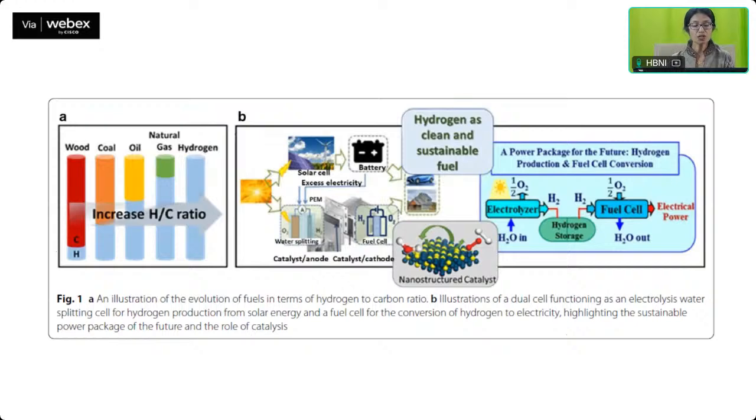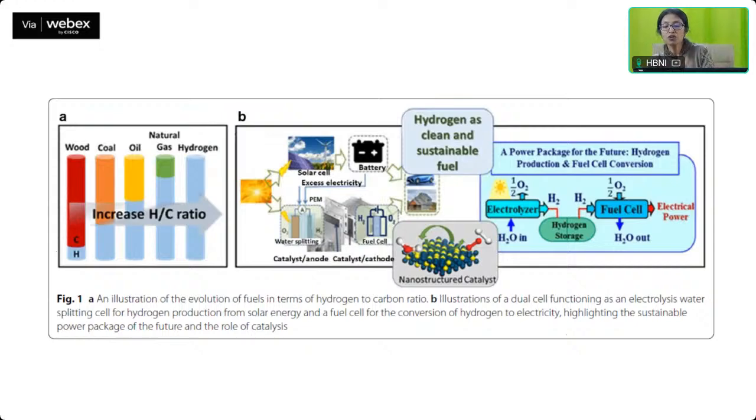So if you look into the evolution of fuels in terms of hydrogen to carbon ratio, what you find is that more and more hydrogen is there in the material when you move from wood to coal to oil to gas, whereas hydrogen is of course made up only of hydrogen.